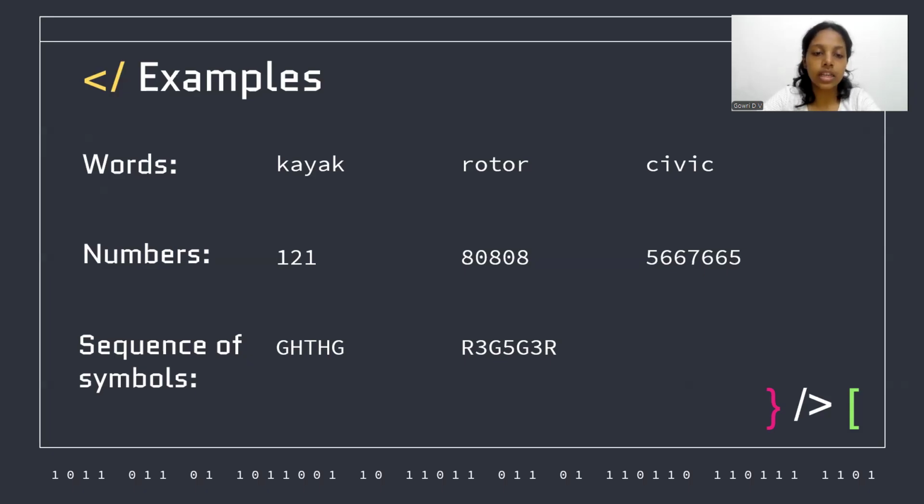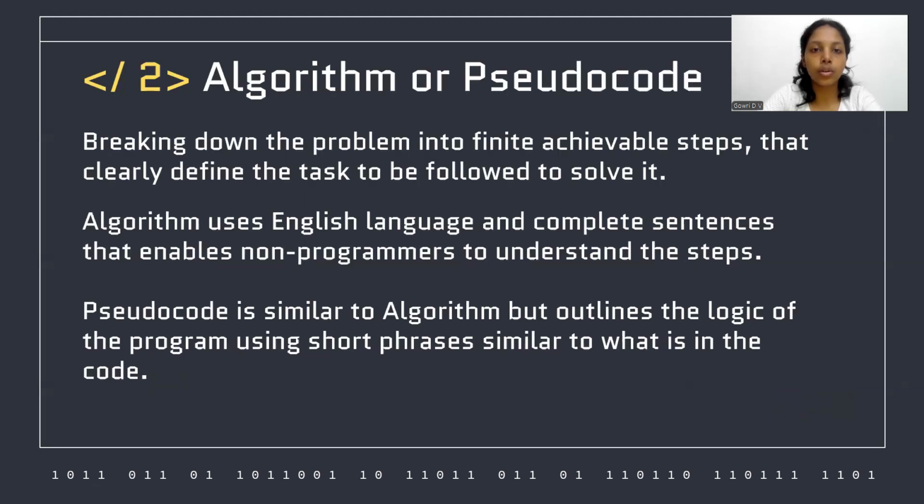Sequence of symbols. GHTHG forwards and backwards is also GHTHG. So it's a palindrome. Now we've understood that the problem statement mainly involves us checking whether the user's input, once reversed, would read the same as it originally did. Now that we've understood our problem statement, let's move on to writing algorithm or pseudocode.